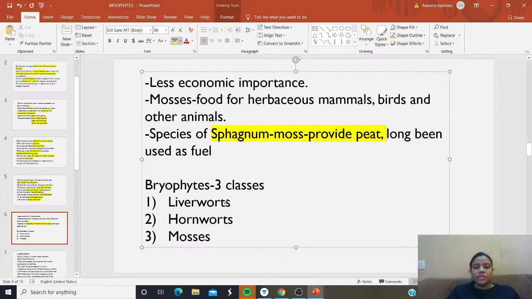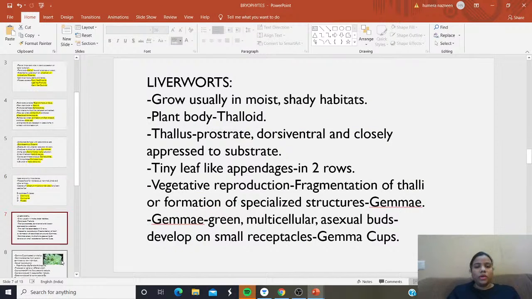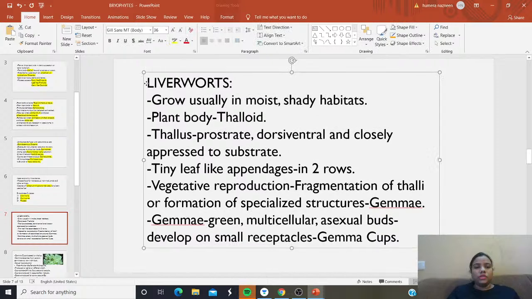Now the bryophytes are basically divided into three classes: liverworts, hornworts, and finally the third one is mosses. Liverworts, hornworts and mosses. Now we are going to see the first one, liverworts.